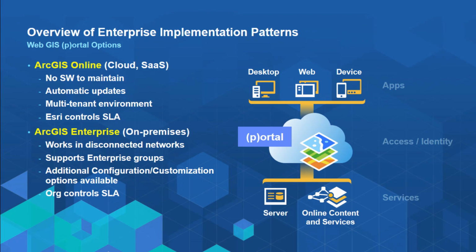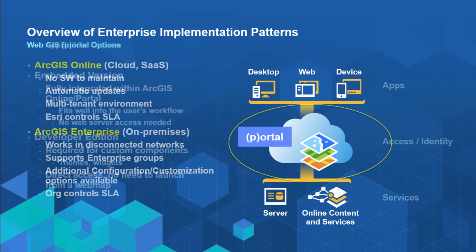And then now, as we now call it, ArcGIS Enterprise on premises, which often is used in disconnected networks, which Nick will talk about a little bit, and also supports things like enterprise groups and additional configuration and customization beyond what you can do through the online interface. You want to change things about the way portal looks or turn things on and off, as we'll show an example of later. You can do that all in portal. But of course, it's up to you to control the SLA for that.